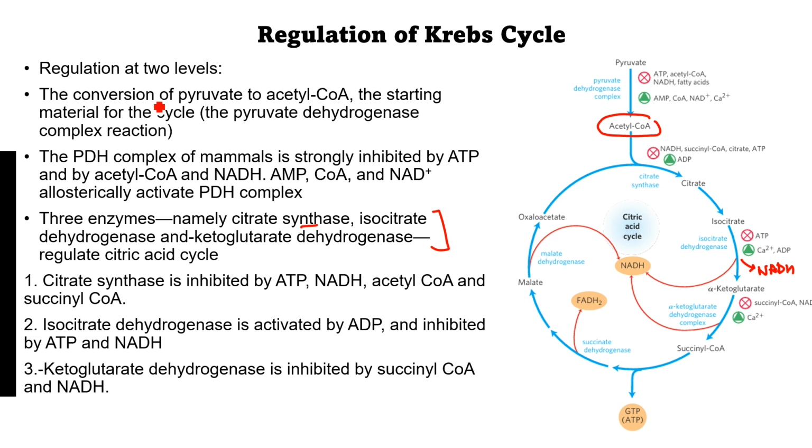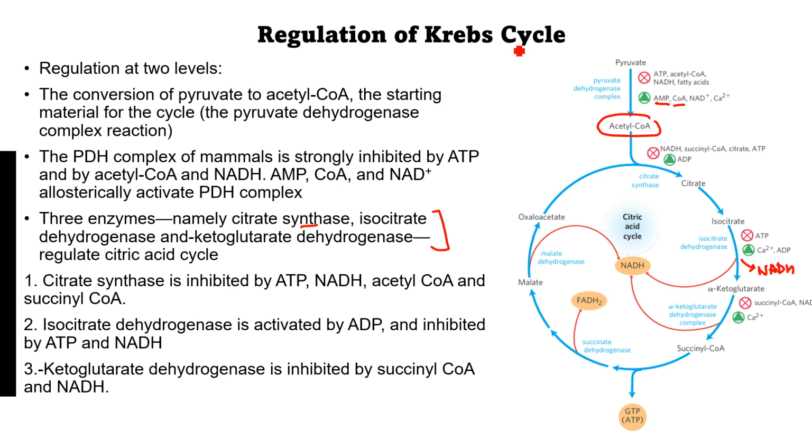And another is when pyruvate is converted into acetyl CoA. At this step also the Krebs cycle is regulated. This is a figure I've taken from Lehninger, I think. The arrows which are marked in green, what will these do? These substrates will activate the enzyme pyruvate dehydrogenase complex.